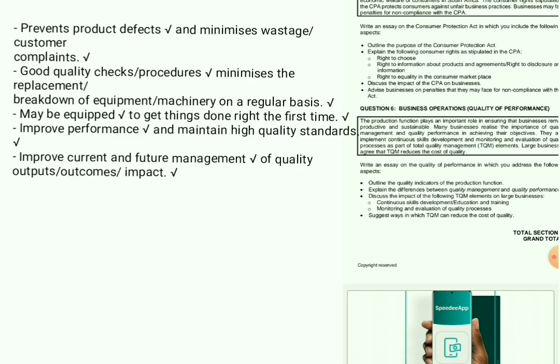Advantages: it prevents product defects and minimizes wastage and customer complaints. Good quality checks minimize the replacement and breakdowns of equipment or machinery on a regular basis. Businesses may be equipped to get things done right the first time. It improves performance and maintains high quality standards. We are going to disadvantages now.